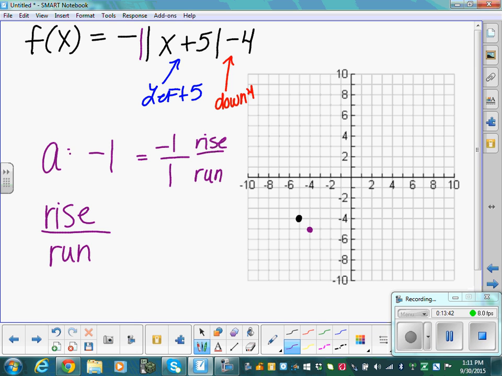So then down 1 over 1, down 1 over 1, and so on, and then same thing on the other side. We know absolute value graphs are sharp V's, so down 1 over 1, down 1 over 1, and continuing. Here's our sharp V. All right, let's do one more, and then I'm going to let you work the rest of the time.